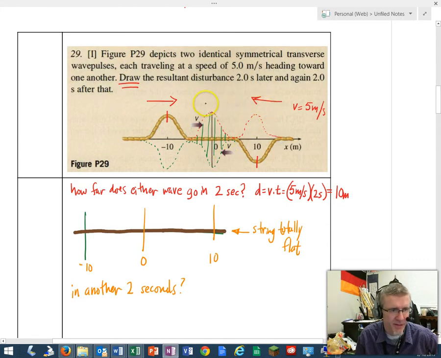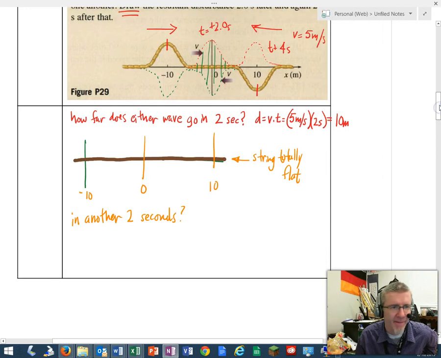So this is t plus 2 seconds. Got to sneeze, sorry. And then t plus 4 seconds. So time t right now, t plus 2 seconds, to use kind of a rocket thing. So let me draw this then.